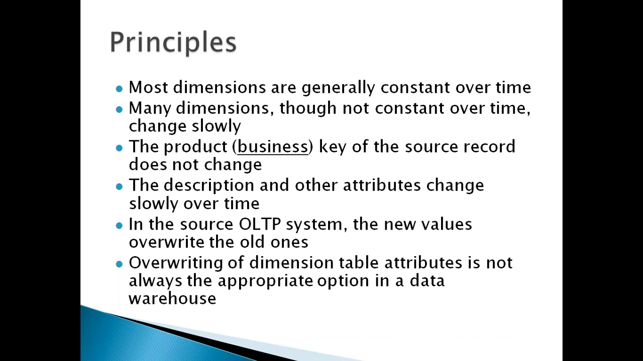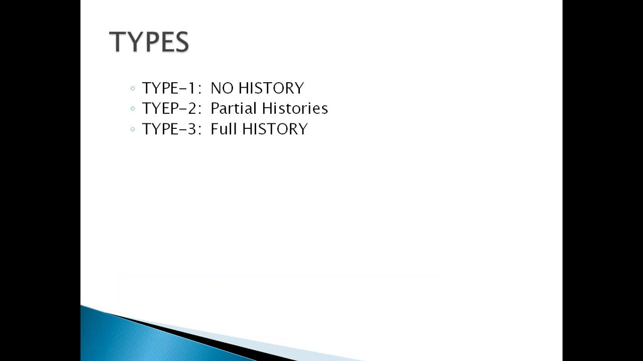Okay, and overriding of dimension table attributes is not always the appropriate option in a data warehouse. So in a data warehouse, we do not override the values because we need to maintain the history. We append the data, we do not override the values. And what are the types now? We have type 1, type 2 and type 3. So no history, partial history and full history.